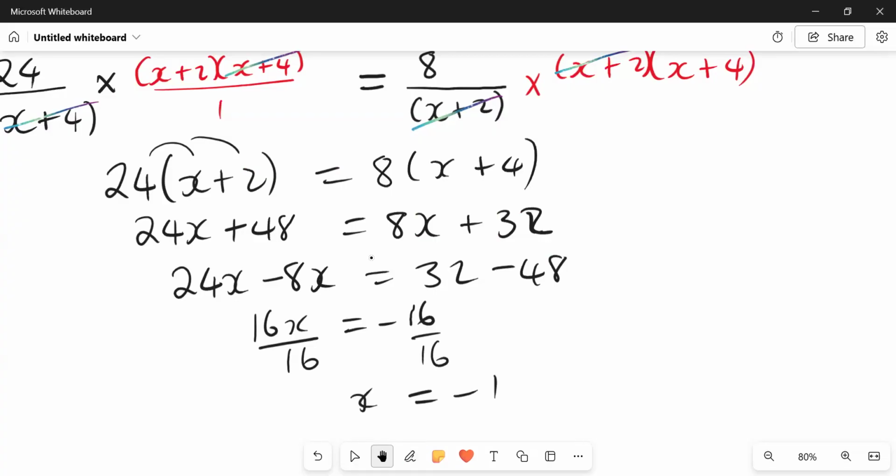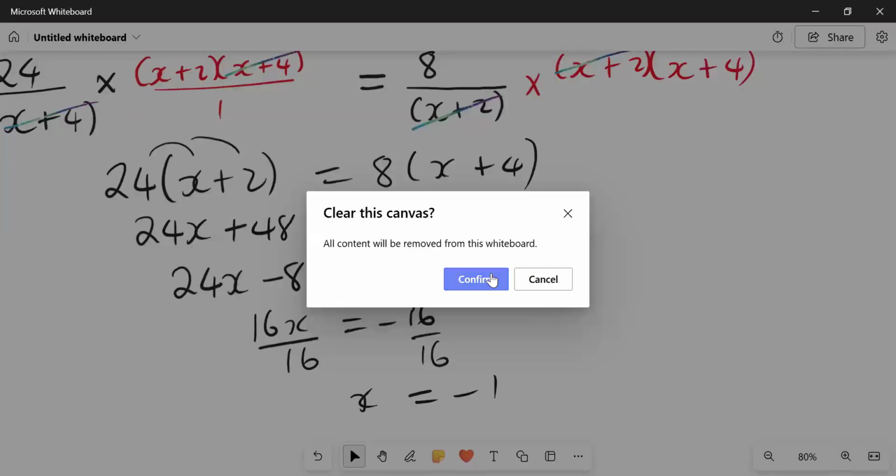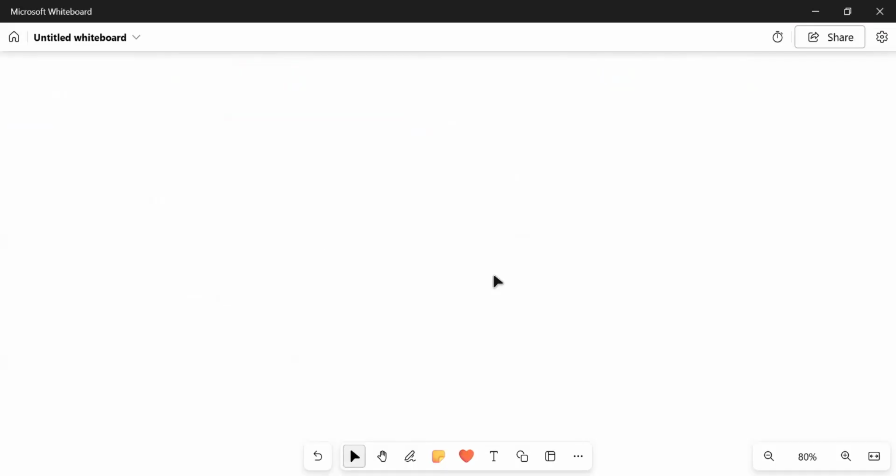So now we're done with the linear equation. Now we move to the quadratic equations. I hope it makes sense. So let's move to the quadratic equations.